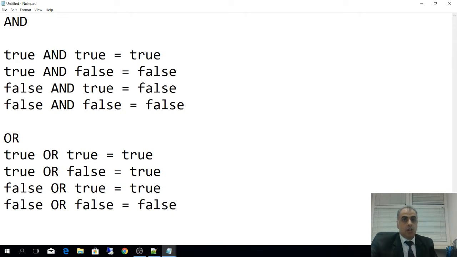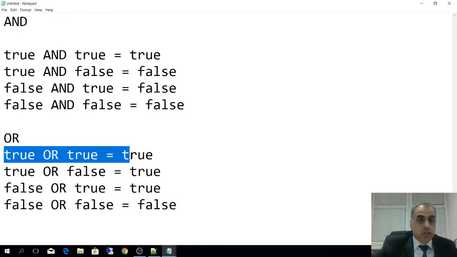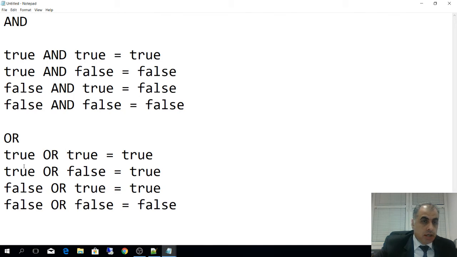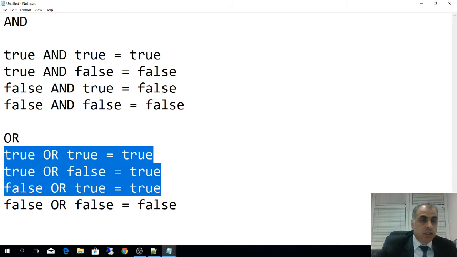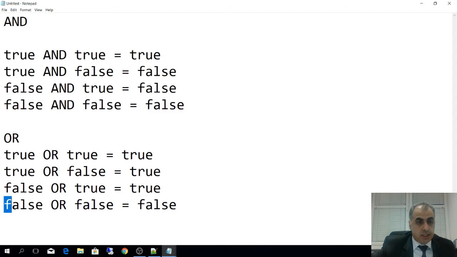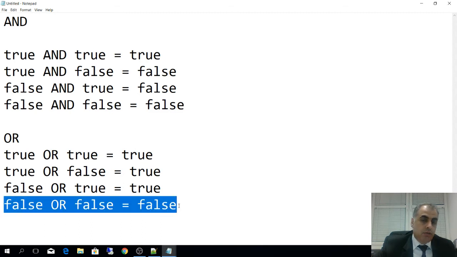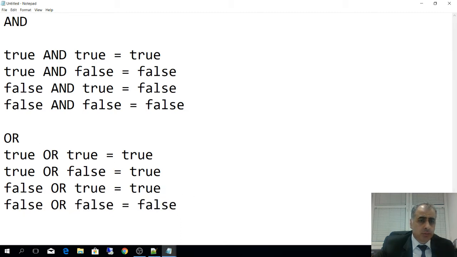As you see, for the OR operator, different than the AND operator, if any one of them is true, here is true or true, here is true, the other one is false, doesn't matter. If it is false but the other one is true, doesn't matter. At the end of the day, every time one is true, the result is true, and false or false is false all the time if both of them are false. So this is the OR operator.